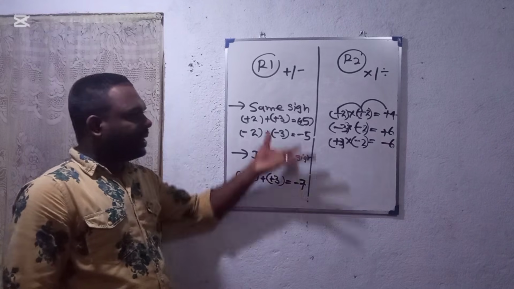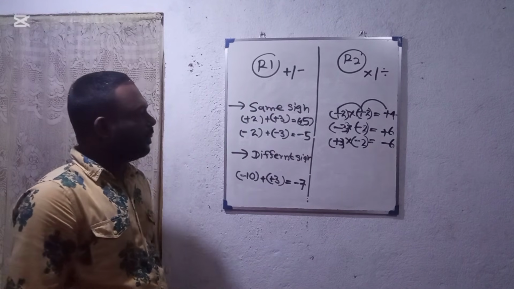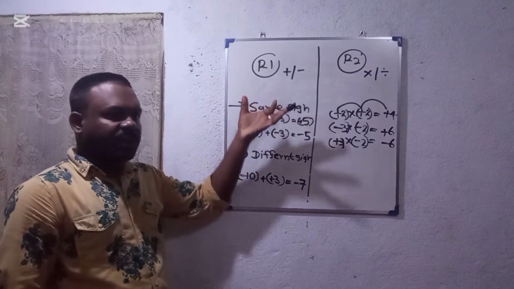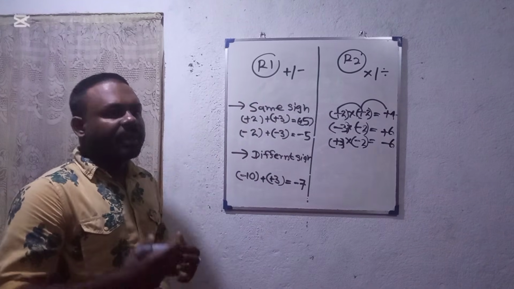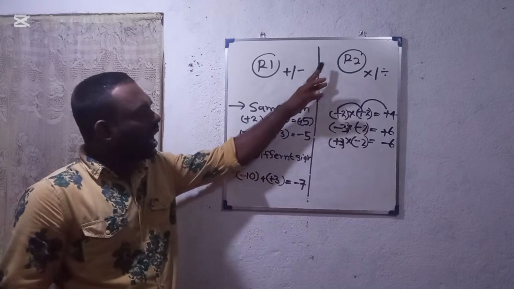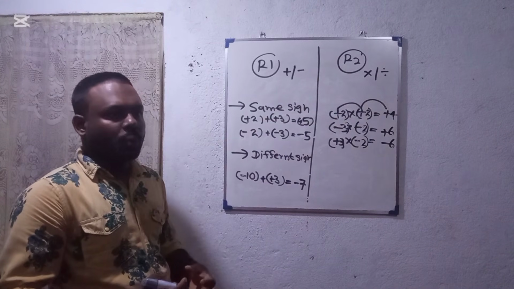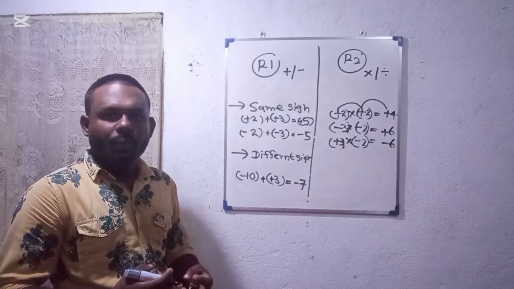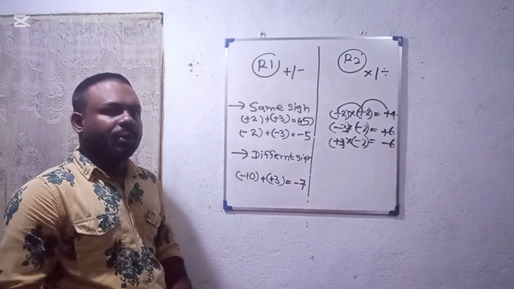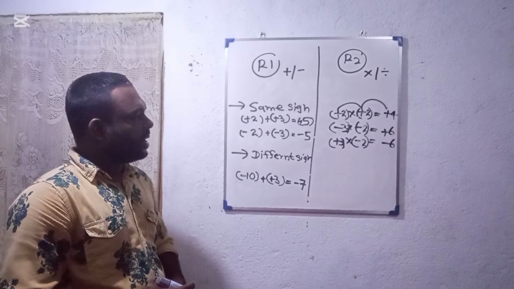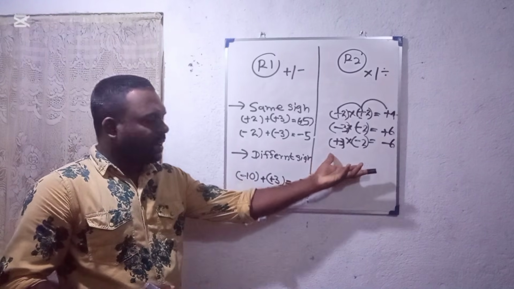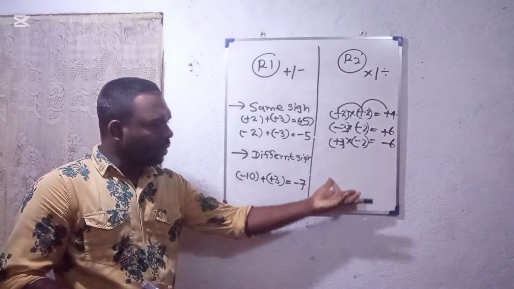So this is the thing here. This is very easy. For future work, you had better remember this as rule 1. R1 means rule 1, R2 means rule 2. They are defined to simplify integers. I think you got an idea regarding R1 and R2.